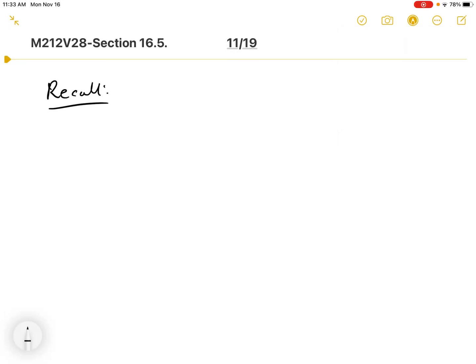Okay, here we are, section 16.5 from the book. This has to deal with surfaces and surface area. So we're going to start with some recollections here.